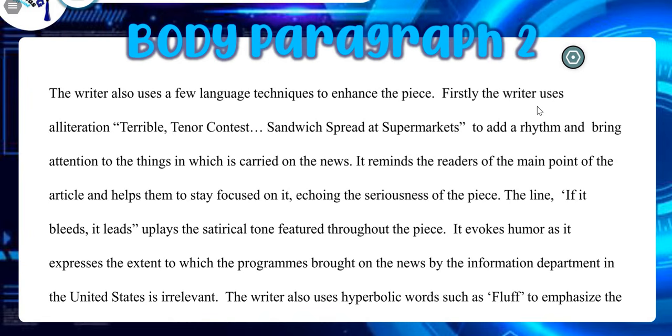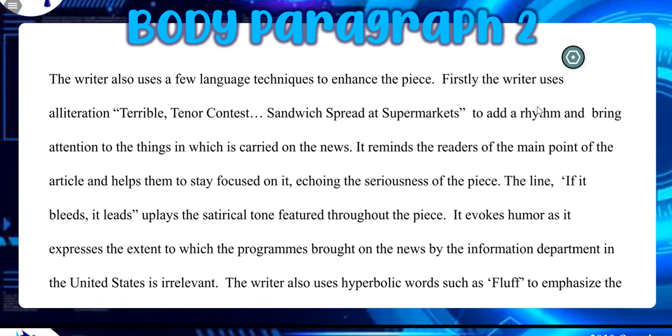Sounds a bit redundant, but now for my body paragraph number 2, which I said I would talk about the techniques, I used this for my transition. I said the writer also uses a few language techniques to enhance the piece. Firstly, the writer uses alliteration: terrible tenor contest, sandwich spread at supermarkets, right? To add a rhythm and bring attention to the things which are carried on the news. It reminds the readers of the main point of the article and helps them to stay focused on it, echoing the seriousness of the piece.